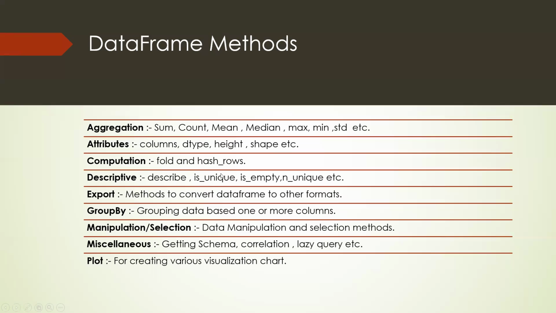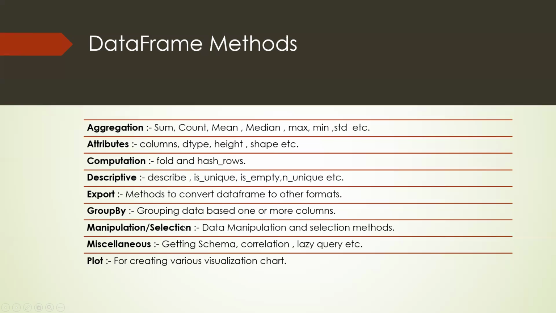Computation methods can be of many types. It can be fold and hash rows. Then it also supports descriptive methods. Descriptive methods are used to describe the data, to get the 5-point summary or descriptive statistics of the data. Is there any unique value? Is it empty, is it unique? And there are so many methods there.